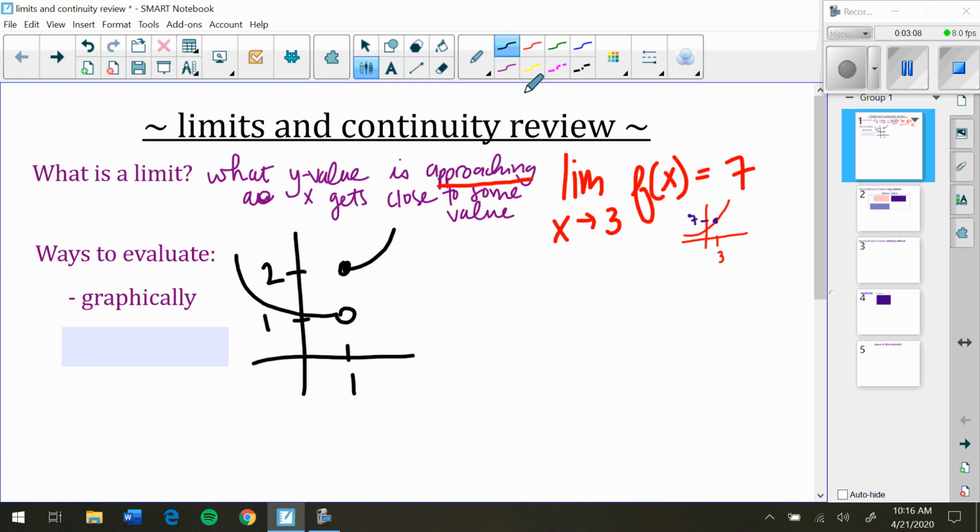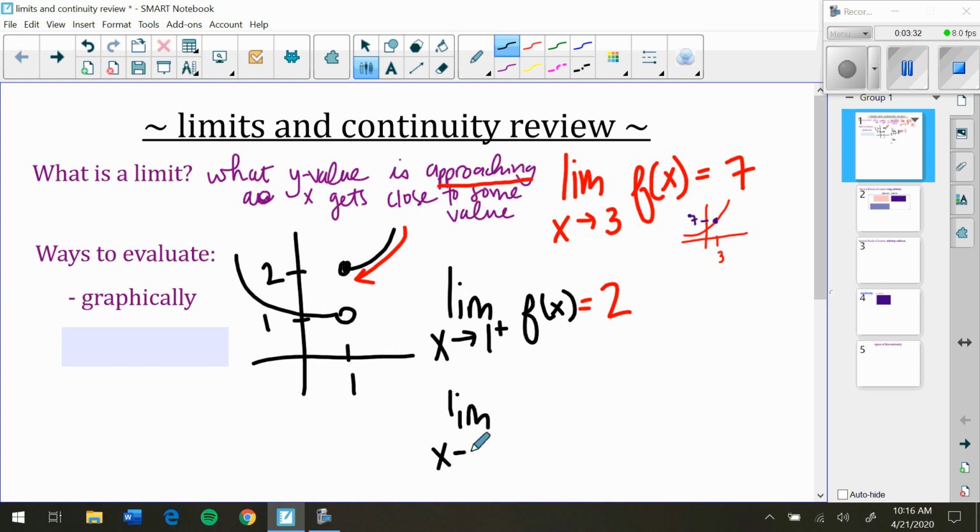The other piece that I have not touched on yet is when we're talking about limits from just the left and the right. So here, the limit as x approaches 1 from the positive direction of this function, positive direction meaning coming from the positives, this would be equal to 2. That's what the y value is. However, the limit as x approaches 1 from the negative side of this function, we look from the left side, from the negative, would be in this case 1.